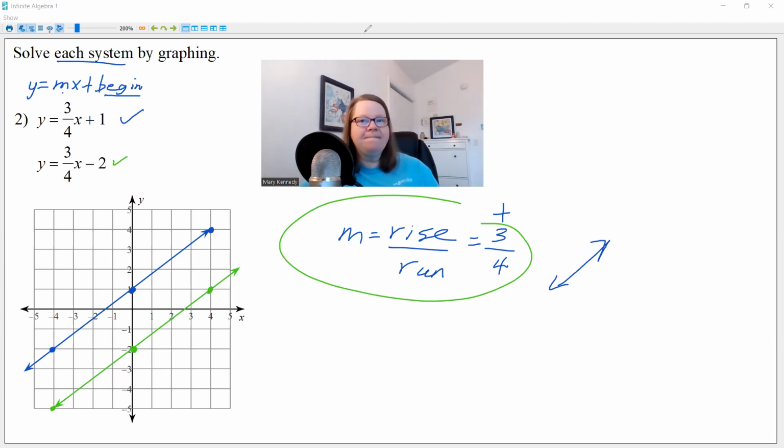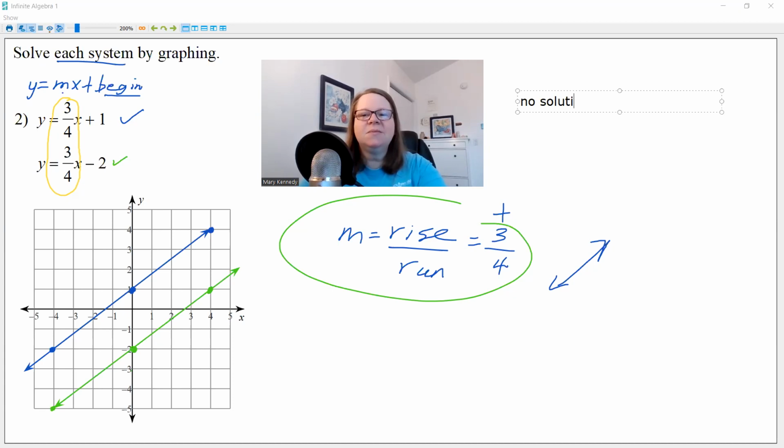Now, we know that because of the graph, but we also know it because their slopes are the same. If lines are sloped the same amount, then they're going to be parallel to each other. It doesn't matter what that particular slope is, as long as it's the same as the other equation, then we have the same slope.